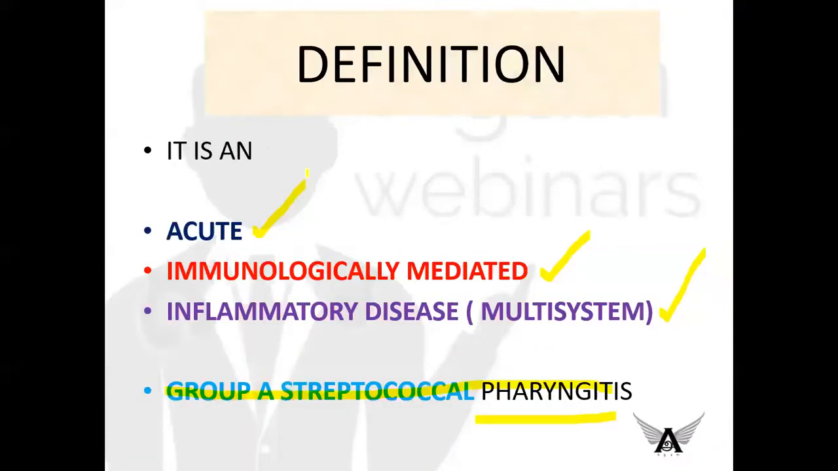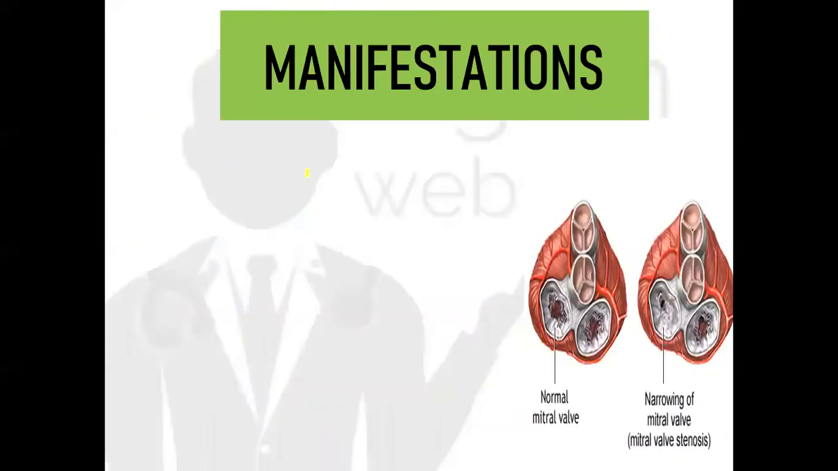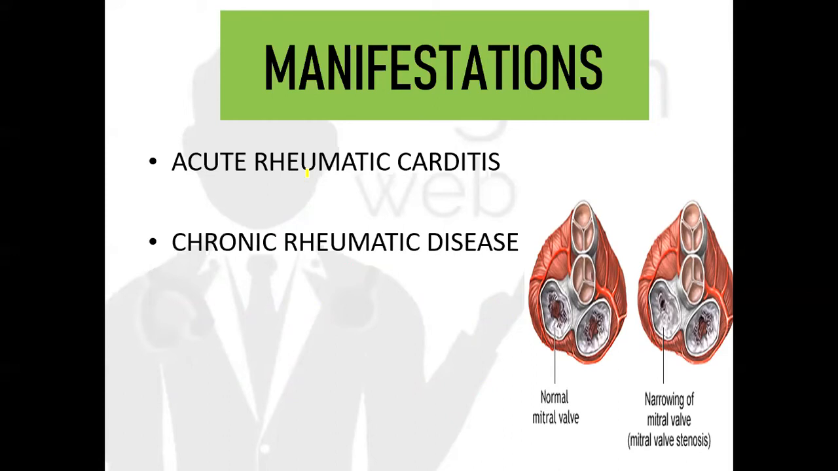Okay, so I have told about the definition. Please remember group A streptococcal pharyngitis, and this is the incidence. Now we will move on to manifestation. Always remember, as I told you, this fever, if it is going to progress for a longer time, it can affect your heart. Okay, and the most common presentation of the heart is going to be mitral valve stenosis.